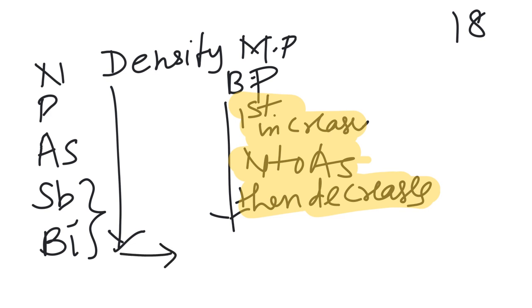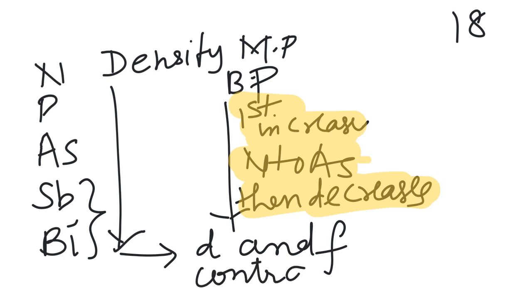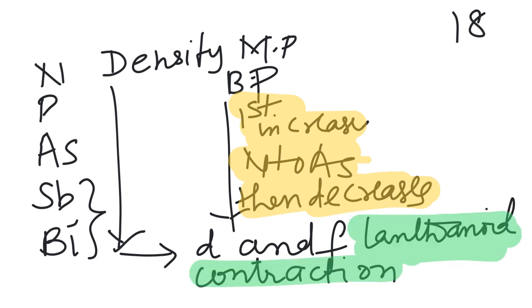You know that the electrons go to the d and f shells, and this leads to contraction. We will study this in the d block elements, and this contraction is known as lanthanoid contraction.